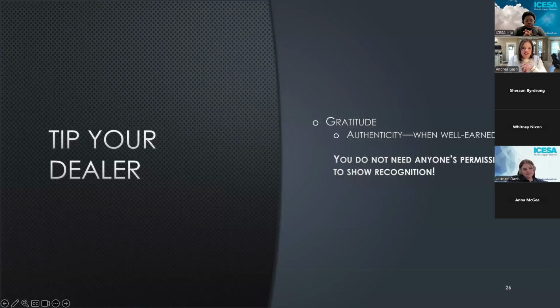Generosity is contagious. And when leaders show generosity, appreciation, and gratitude, there's a ripple effect. And showing gratitude towards someone is inspiring them to thank other people. And remember, you do not need anyone's permission to give recognition, to show appreciation, and to show respect.